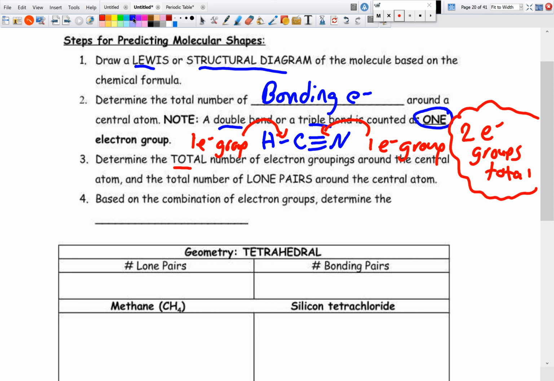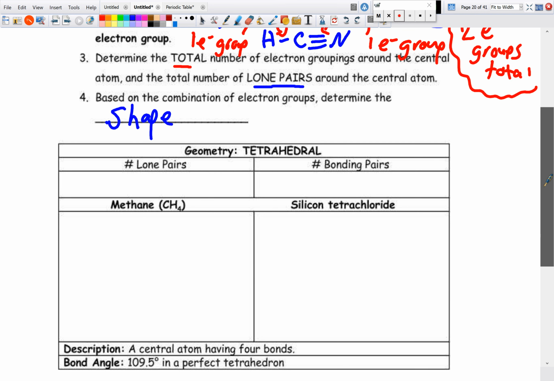And we're also going to look at the total number of lone pairs around the central atom. So in this example right here, carbon has no lone pairs. And based on the combination of lone pairs and bonding pairs, or electron groups, that is going to determine the shape that we draw. So let's look at the shapes, let's look at the combinations, and how we need to draw these. So our first shape is something called tetrahedral.